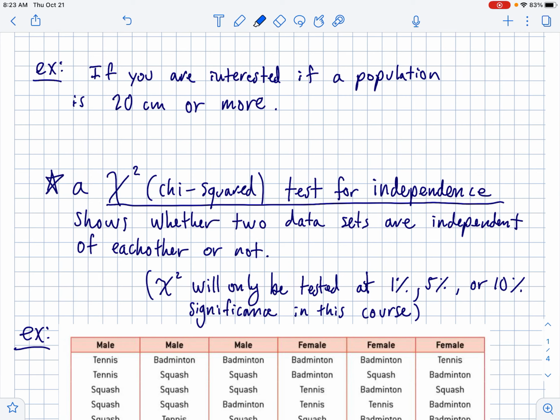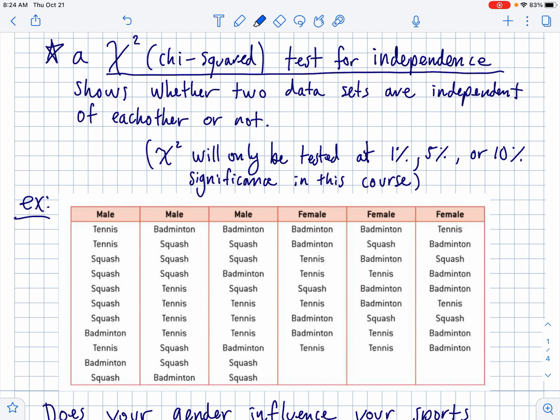So let's say you're interested in whether or not a population is 20 centimeters or more. You could be measuring tree saplings or whatever, but let's state the null and the alternative hypothesis. The null hypothesis would be that the population mean is 20 centimeters, so X bar is equal to 20 in this case. The alternative would be that X bar is greater than 20, because it said or more. So the initial hypothesis is that a population is 20 centimeters and the alternative hypothesis is that they're over 20 centimeters.